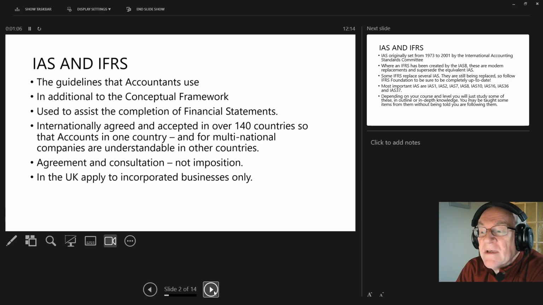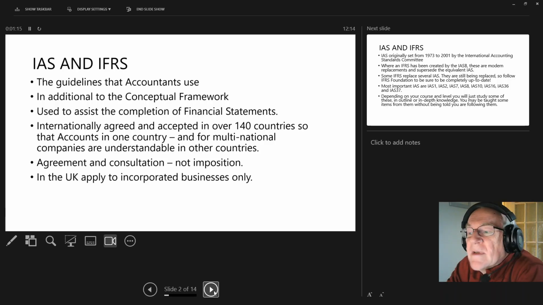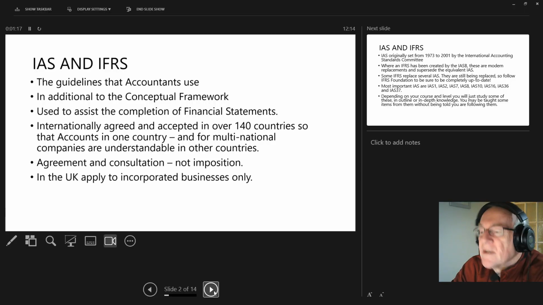For multinational companies, it means one set of accounts will often do, depending on where they trade. They may need to produce slightly different versions elsewhere. It is a process of agreement and consultation. So it's the world's accountants who have got together and agreed on this, not an imposition by a government or the UN or anybody else. They couldn't write it because they couldn't tell accountants what to do.